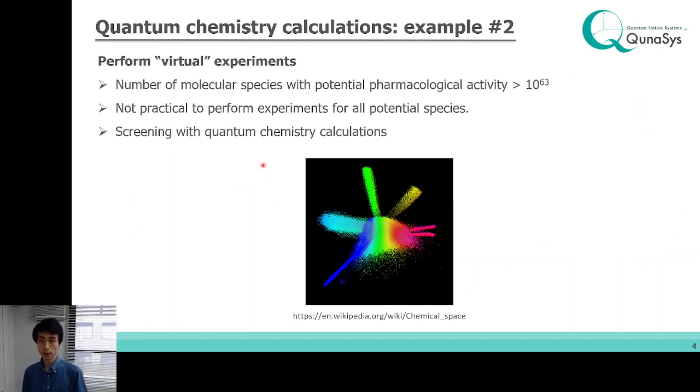Example number two is maybe more intuitive. We can perform virtual experiments using quantum chemistry calculations. This is required because the number of molecules is very large. Even if we restrict ourselves to potential pharmacological activity, there are molecules on the order of 10 to the 63. So it is not practical to perform experiments for all of those potential species, and we have to screen which molecules have more potential with quantum chemistry calculations in the first place. So this is a very important task for quantum chemistry.